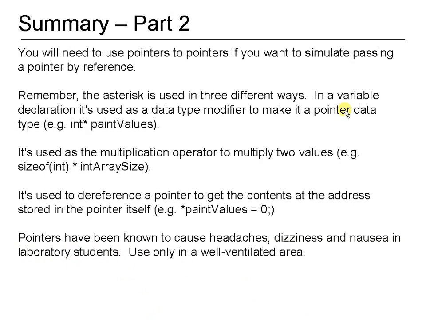You will need to use pointers to pointers if you want to simulate passing a pointer by reference. Remember, the asterisk is used in three different ways. In a variable declaration, it's used as a data type modifier to make it a pointer data type. So for example, int asterisk. It's used as the multiplication operator to multiply two values. For example, int size of int times int array size. It's also used to dereference a pointer to get the contents at the address stored in the pointer itself. So the contents at this address equals zero.